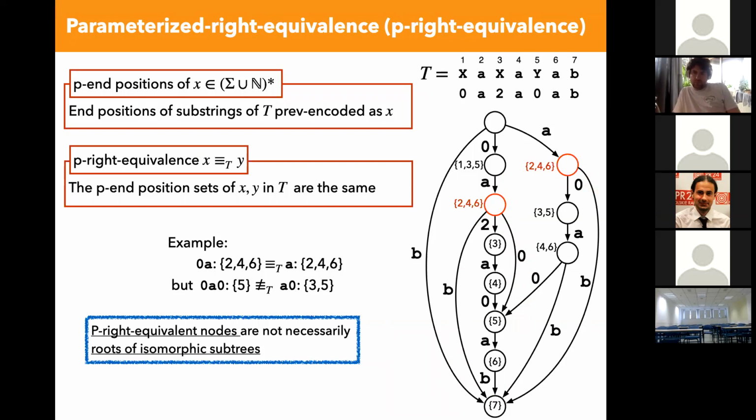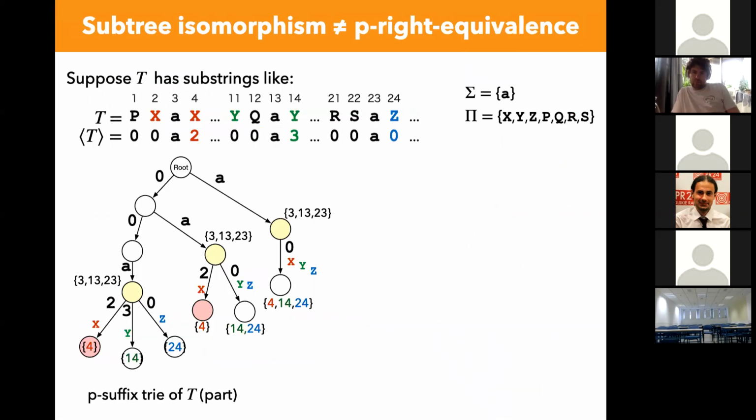Why? Let's have a closer look at this new phenomenon, which was never observed in constant strings. Suppose the text has substrings like those. Then here we have 3 nodes with the same ending position set, but they have different subtrees in the p-suffix trie. This one has an edge labeled 3, which corresponds to this occurrence of y here. But this node doesn't have the edge 3, because for this one, 3 is too big. It's beyond the eyesight range. So 3 is too big, so it's encoded as 0 as well.